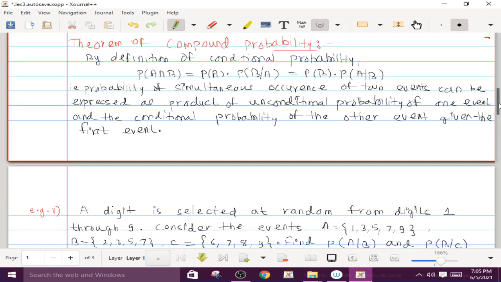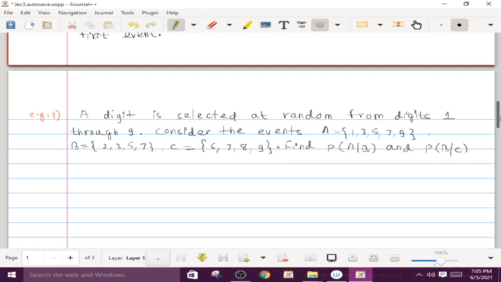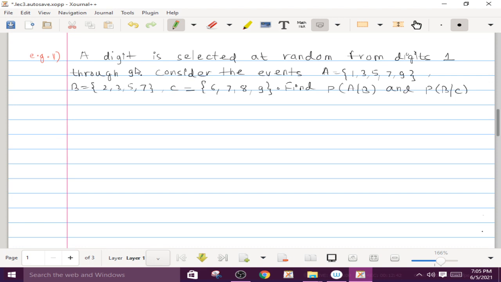So now let's solve some examples on this conditional probability and independence of event. So this is example 1. I read this example. A digit is selected at random from digits 1 through 9. So consider the events. A is this one, B and C are also defined. Find probability of A given B and probability of B given C. So let's solve this.